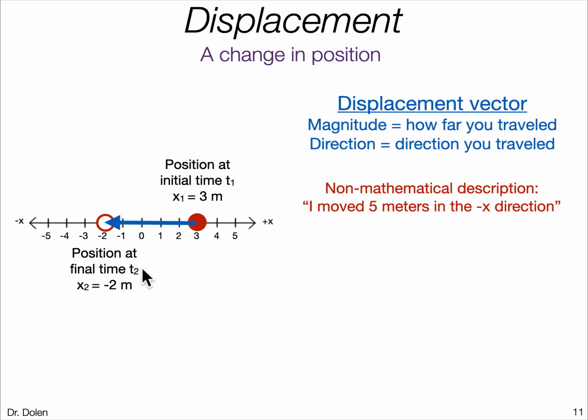In this example, I start off at time equals 1 at x1 equals 3 meters, and then I move to x equals -2 meters. So I moved 5 meters as I walked from 3 to 2 to 1 to 0 to -1 to -2. That's a total of 5 meters of distance, but I also want to specify which direction I'm walking. I walked 5 meters in the -x direction. So that's what makes this blue arrow my displacement vector. It has that direction info.